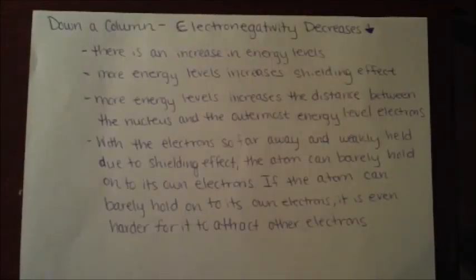Down a column, electronegativity decreases. There is an increase in the number of energy levels. More energy levels increases the shielding effect. More energy levels also increases the distance between the nucleus and the outermost energy level electrons. With the electrons in the outermost energy level so far away and weakly held due to the shielding effect, the atom can barely hold on to its own electrons. If the atom can barely hold on to its own electrons, it is even harder for it to attract other electrons.